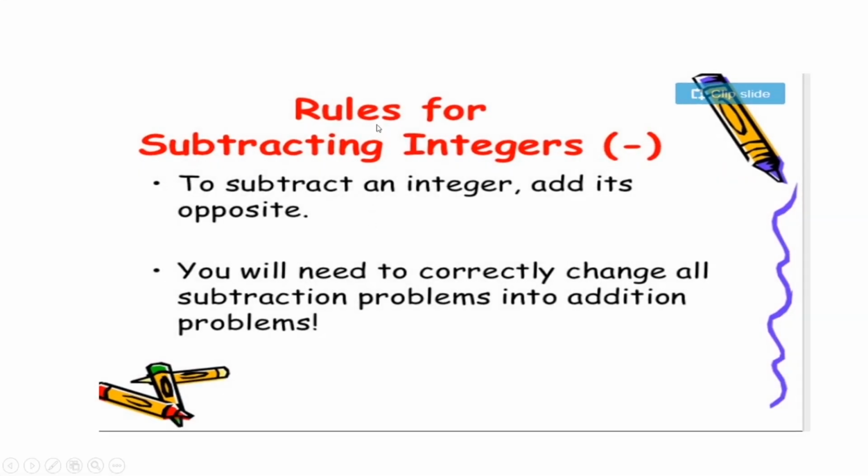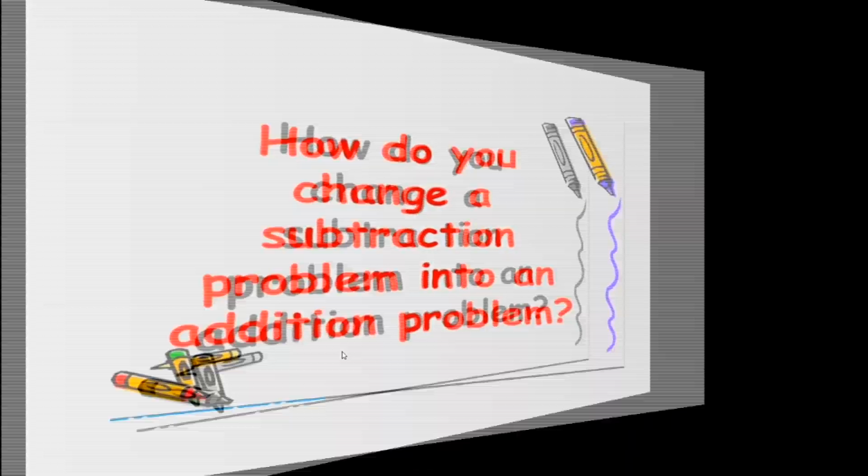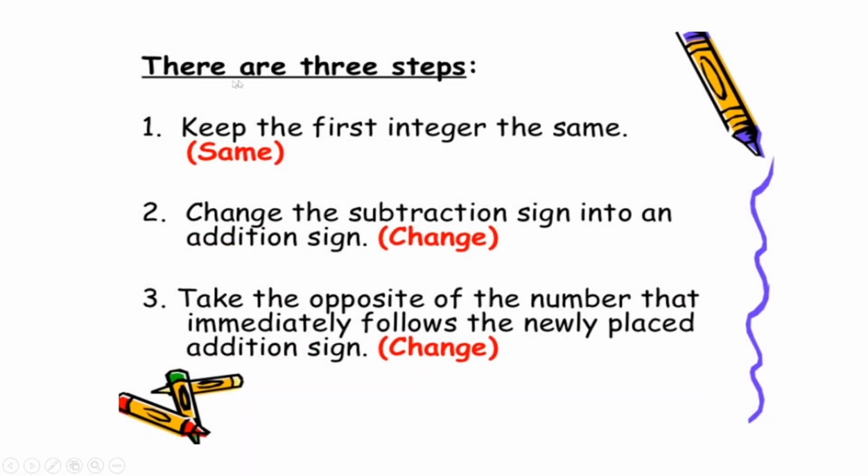Now let us see subtraction. Rules for subtracting integers. To subtract an integer, add its opposite. You will need to correctly change all subtraction problems into addition problems. How do you change a subtraction problem into an addition problem? For this, there are 3 steps.